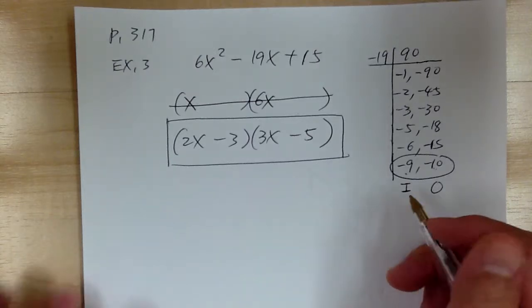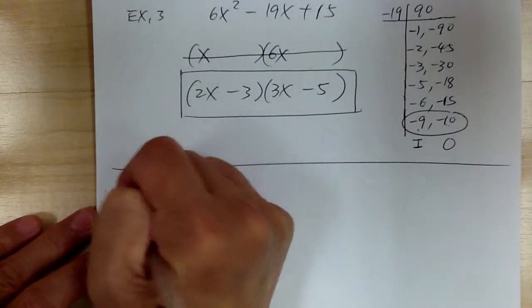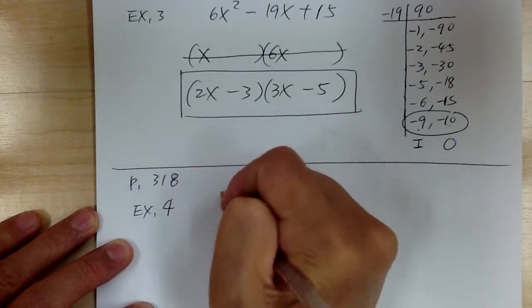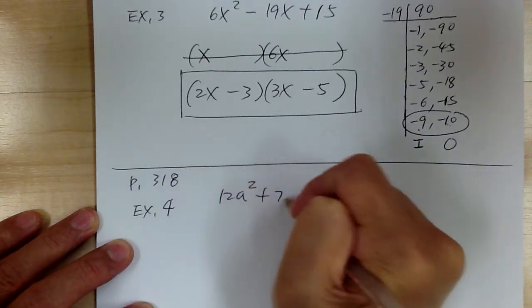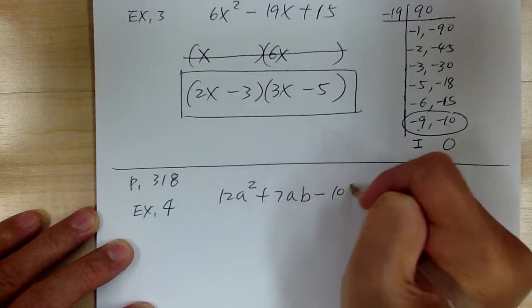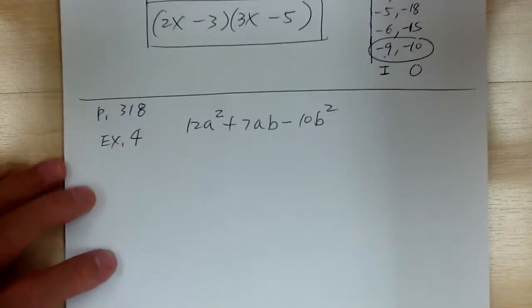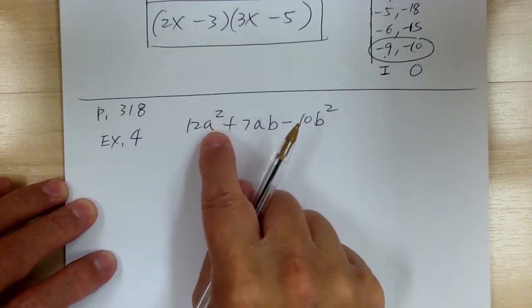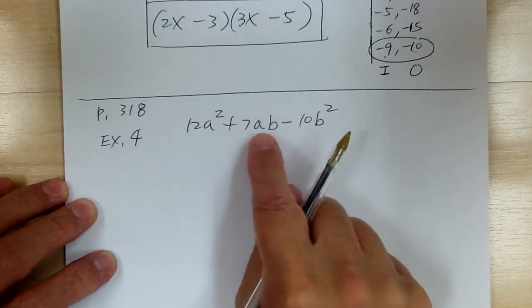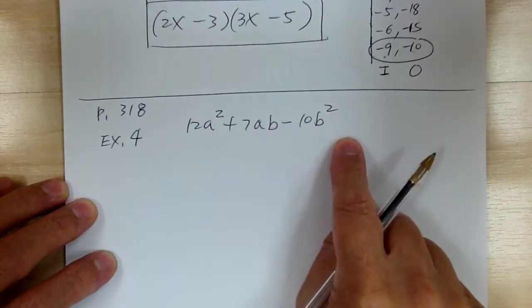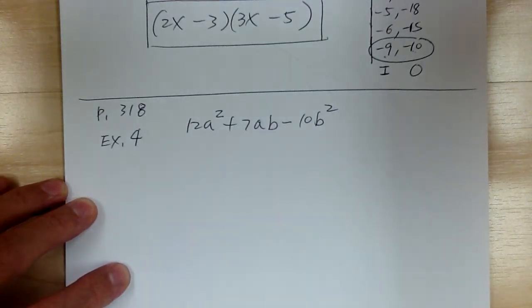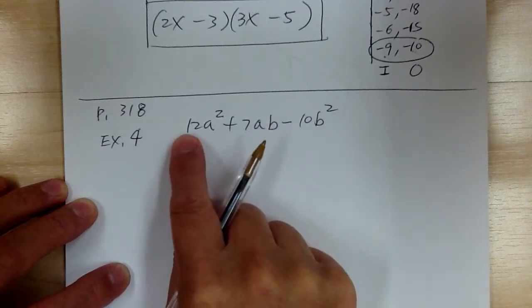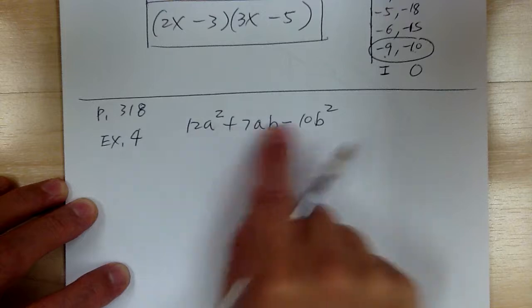Okay, let's go to example 4. You have 12a squared plus 7ab minus 10b squared. So first, you need to go ahead and arrange this in correct order. So a squared, think of it like in a dictionary. A squared is like AA, then AB, and this is BB. So this is correct order, right? So you go to steps. Step 1, common factor, cannot. Step 2, special factor, cannot, because this is not a square. Step 3, cube. This is not a cube.